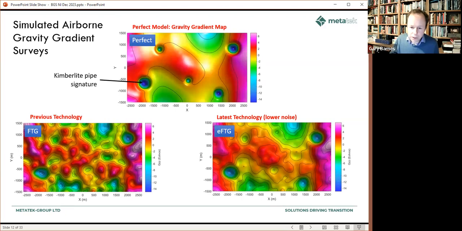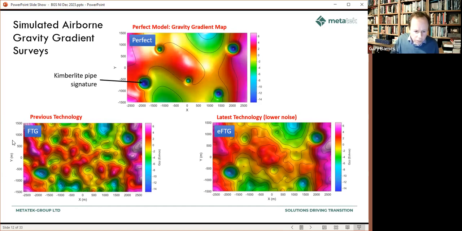And here you can see very clearly the kimberlite pipes, the signature of the kimberlite pipes in this gravity gradient map. So the blue colors here represent low values of gravity gradient, and the red colors represent the higher values. Now let's look at the simulation.